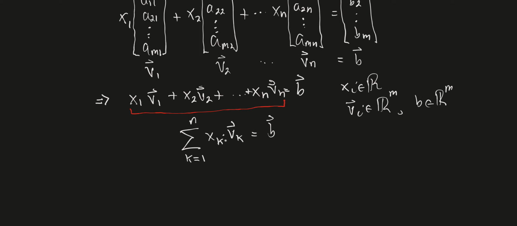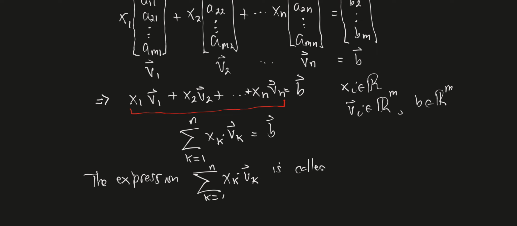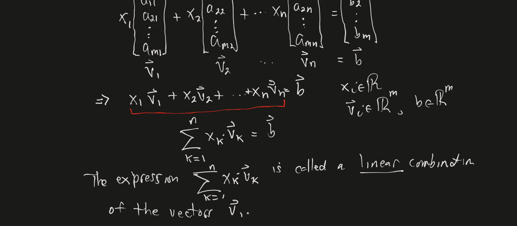So let's write that down. The expression, my summation, k going from 1 to n of xk times the vector vk, is called a linear combination of the vectors v1 through vn, so of the vectors v1, v2, dot, dot, dot, vn.